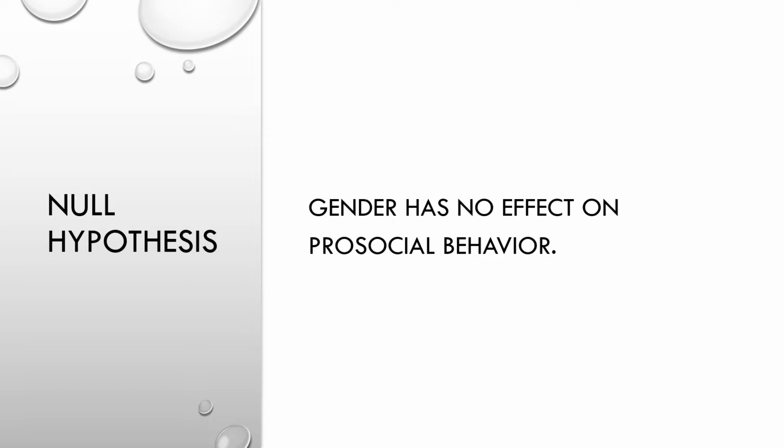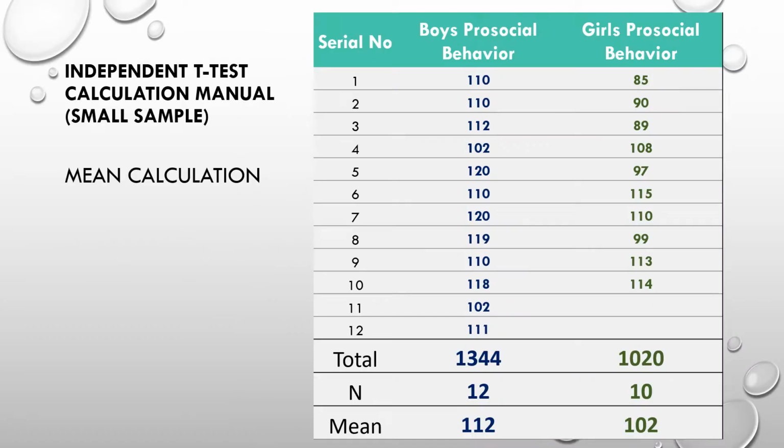Suppose we make a null hypothesis: gender has no effect on pro-social behavior. Now we want to test this hypothesis through this t-test. So there is an example. There are pro-social behavior scores of boys and girls. There are 12 boys and 10 girls. In this example, there are fewer than 30 in each group and both are independent samples.